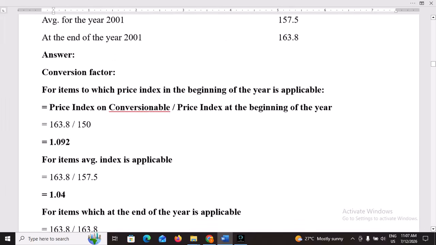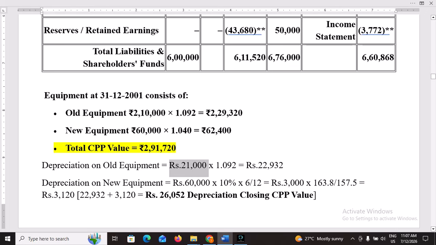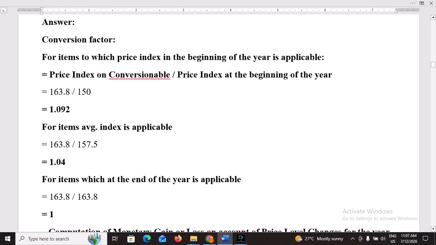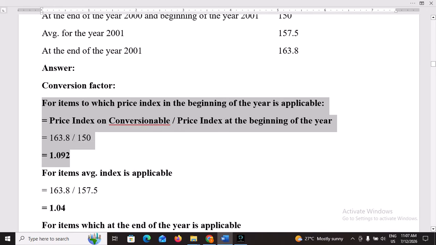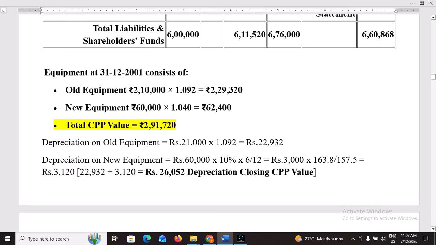The depreciation is given ready-made, so I take it directly. 21,000 into the opening conversion factor, which is 1.092. 21,000 into 1.092, you will get 22,932, correct. Now depreciation on new equipment is already given.